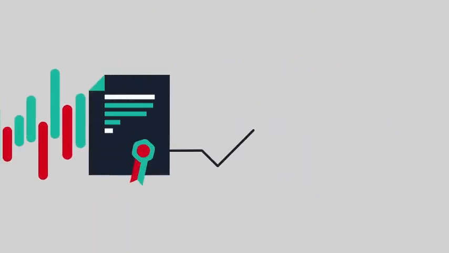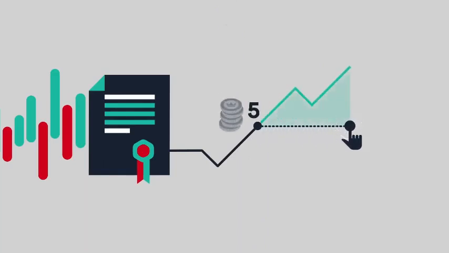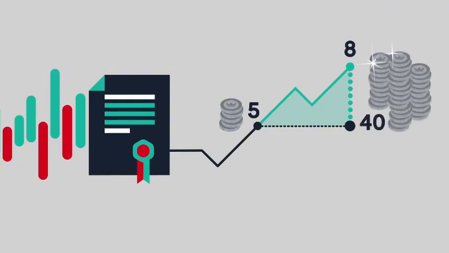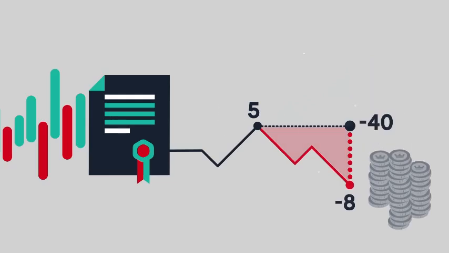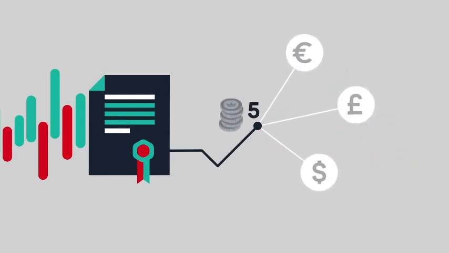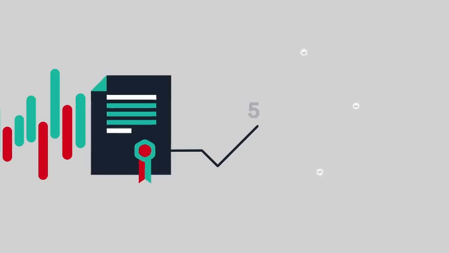Your profit or loss is based on the difference between the price you enter at and the price you exit at. The more points the market moves in your chosen direction, the more profit you make. This difference, multiplied by the number of units, equals your profit. If the market moves in the opposite direction, you will make a loss. Depending on the currency a product is quoted in, currency conversions may apply.